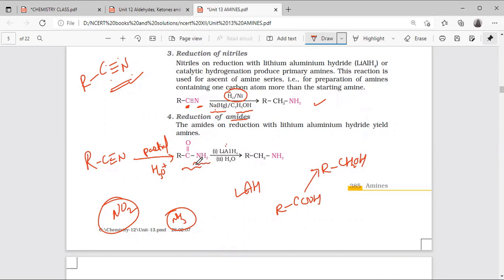Nitrogen containing groups reduce to amines, oxygen containing functional groups into alcohols. Nitrogen containing functional groups reduce to amines in the presence of lithium aluminum hydride. It is a strong reducing agent. Many times it will repeat. Yes, sir. Right.